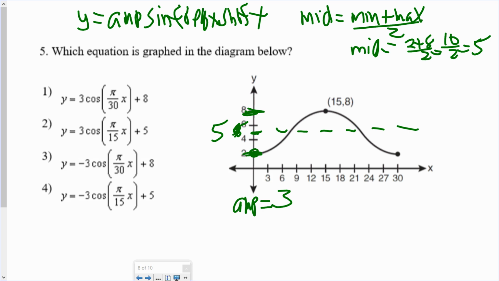Well, it's starting at the min. Because it's starting at the min, it's got to be a negative cosine. Frequency. Well, frequency is 2 pi over the period. The period is where the full wave ends. It's very important you understand what period means. It's where the full wave ends. The full wave ends at 30.